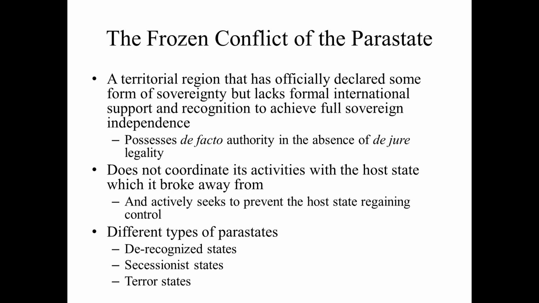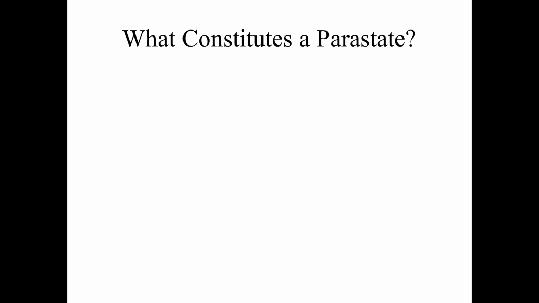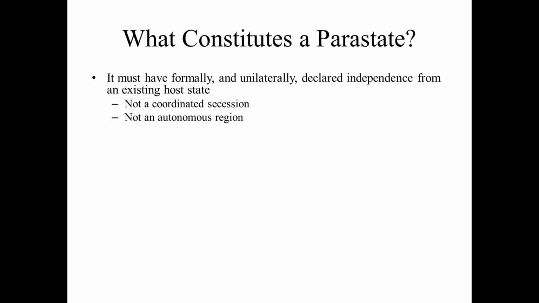So that leaves us with the middle one, the big one, secessionist states, right? And a secessionist state, right, is one that has formally and unilaterally declared independence from an existing host state, neither by coordination nor in accepting any kind of autonomous status, right? So a secessionist state basically decides of its own will it's going to break away from an existing country. It will not coordinate with the central authorities. The central authorities do not approve of this. They routinely try to prevent this from happening.